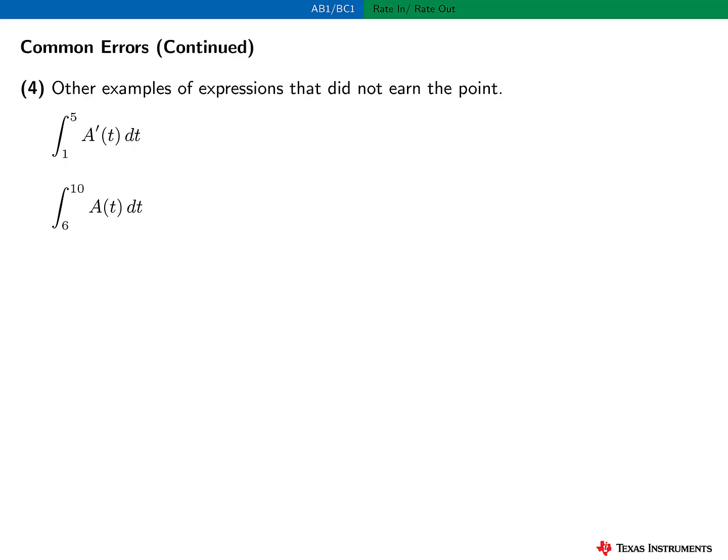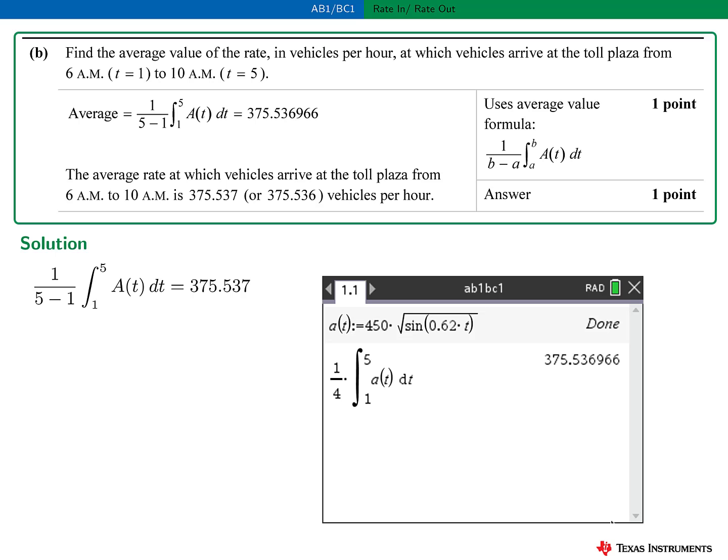However, students who continue to make this same mistake in later parts of this problem could earn points, as long as the complexity of the problem remained the same. In Part B, we need to find the average value of the rate at which vehicles arrive at the toll plaza from 6 a.m. to 10 a.m. That is, from t equal 1 to t equal 5.